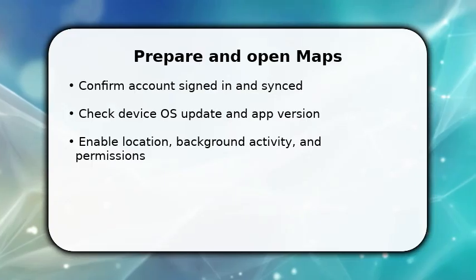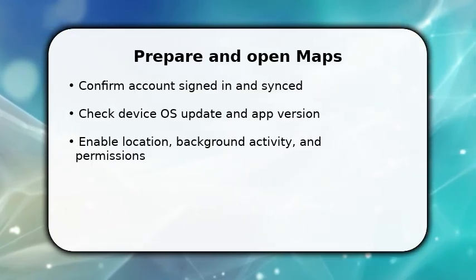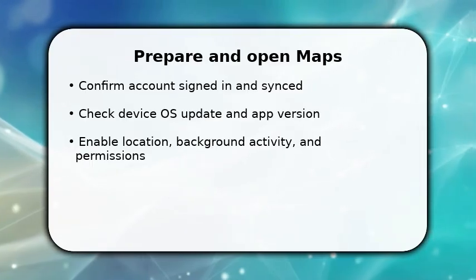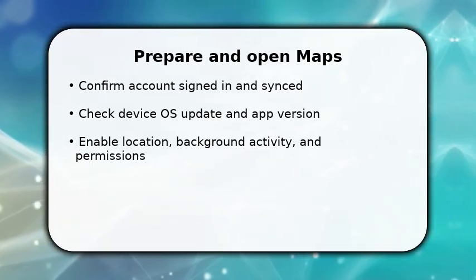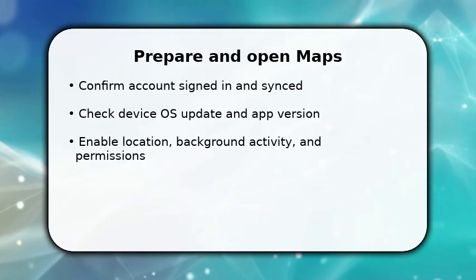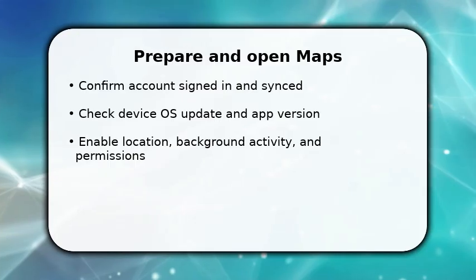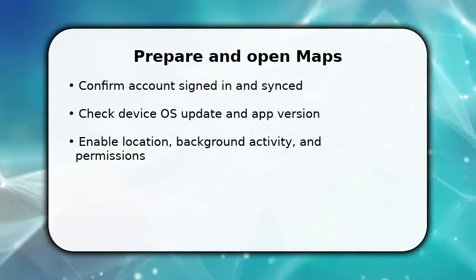You'll start by confirming your Google account is signed in and syncing. This ensures saved places return. Open Google Maps now. If it crashes, force stop and relaunch. Make sure location and background activity permissions are enabled so Maps can access GPS and update history.